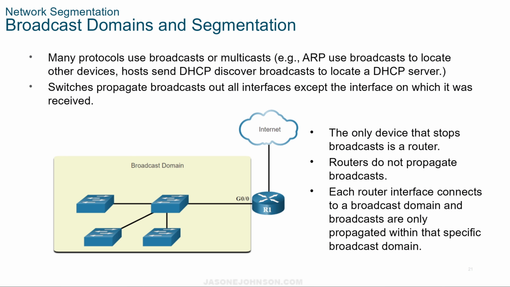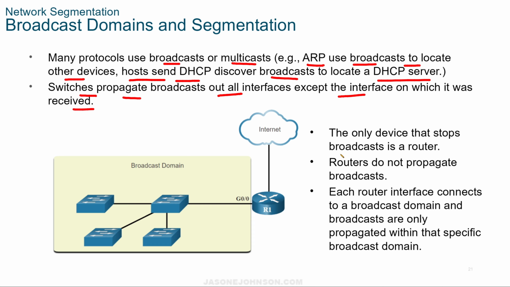Segmentation is when we break down the network into smaller bits. Many protocols use broadcast or multicast. ARP uses broadcast to locate other devices. A host sends a DHCP discover broadcast to locate a DHCP server. And switches propagate broadcast out on all interfaces except the interface on which it was received.